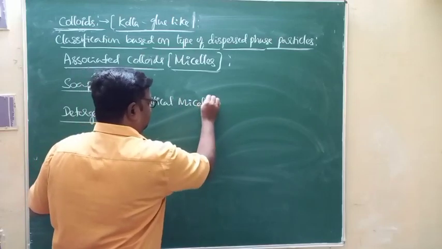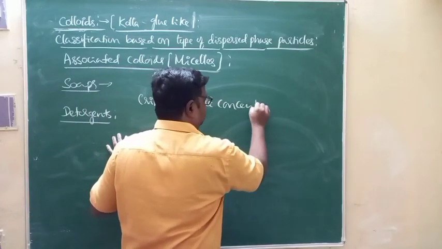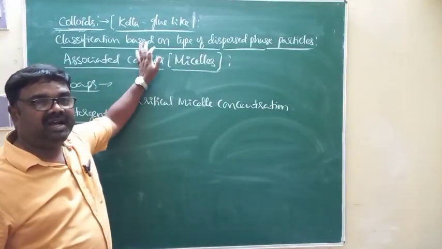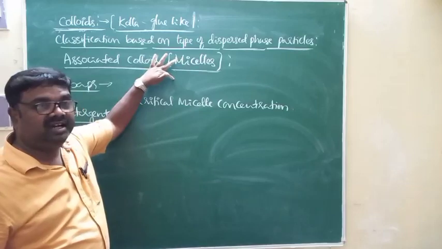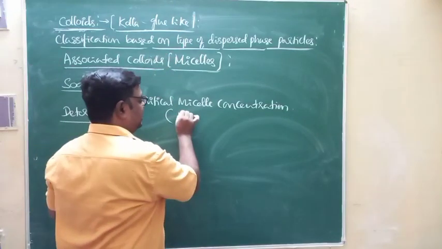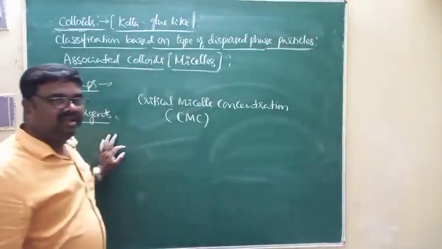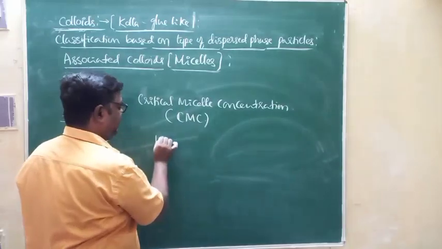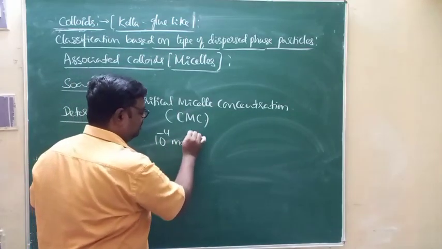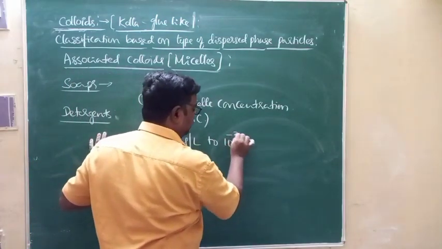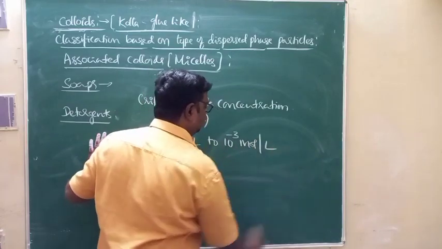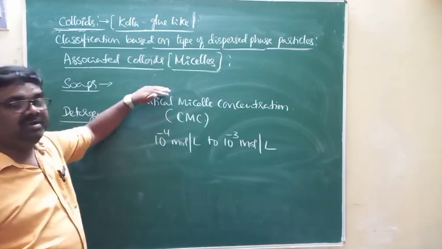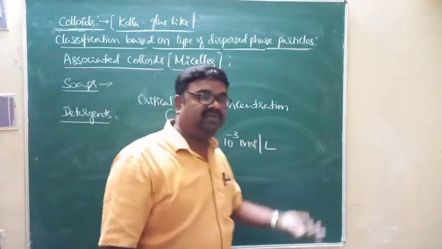Critical micelle concentration is the concentration of a colloidal solution above which formation of micelles takes place. It can be abbreviated as CMC. For soap solutions and detergents, the CMC is 10 to the power minus 4 moles per liter to 10 to the power minus 3 moles per liter. This is the minimum concentration above which micelle formation takes place.